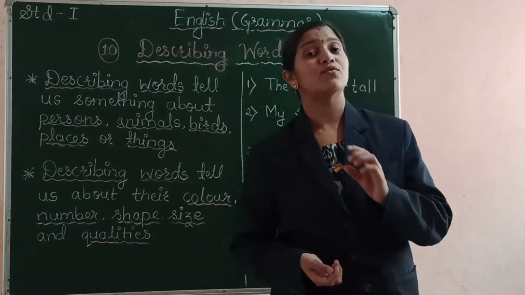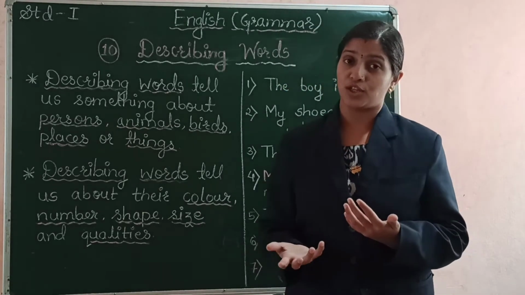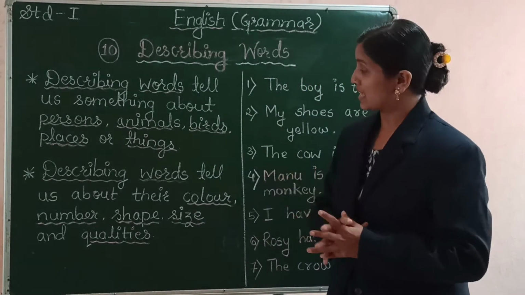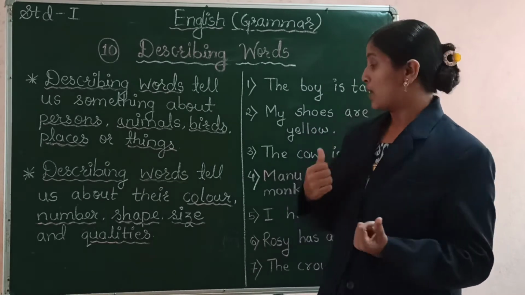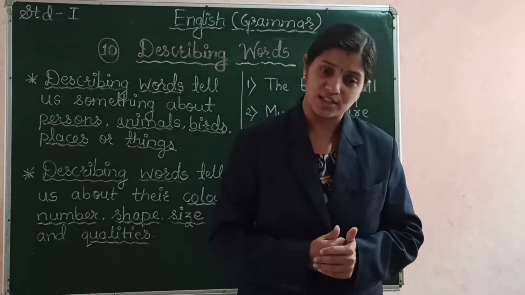So, describing words are those words which give us information, which tell us about the various things, about their colors, about their number, about their shape, about their size and about their qualities.